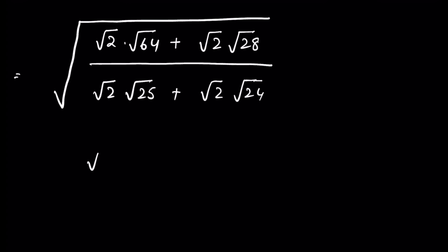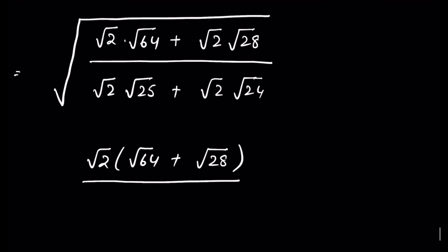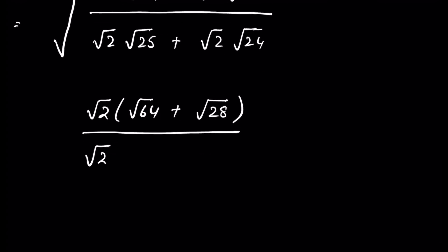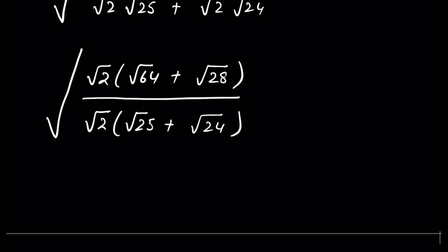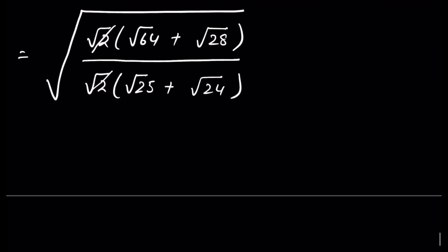Now we can take square root of 2 common here and write square root of 2 times (square root of 64 plus square root of 28), upon, here again taking square root of 2 common, square root of 2 times (square root of 25 plus square root of 24), all under square root. Now cancel the like factor here, square root of 2.